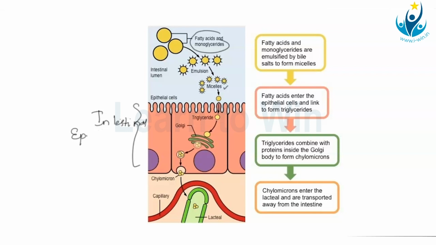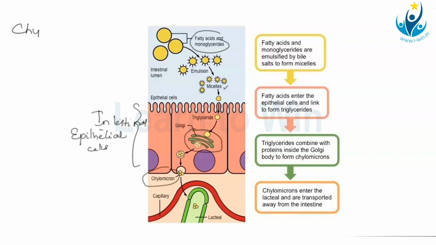Intestinal epithelial cells. Okay, now once inside, what happens is these fatty acids enter and join together to form the triglycerides. Then these triglycerides enter into the Golgi complex. In the Golgi complex, there will be a lot of proteins, right? So these Golgi proteins and triglycerides form aggregates, and these aggregates are called chylomicrons.